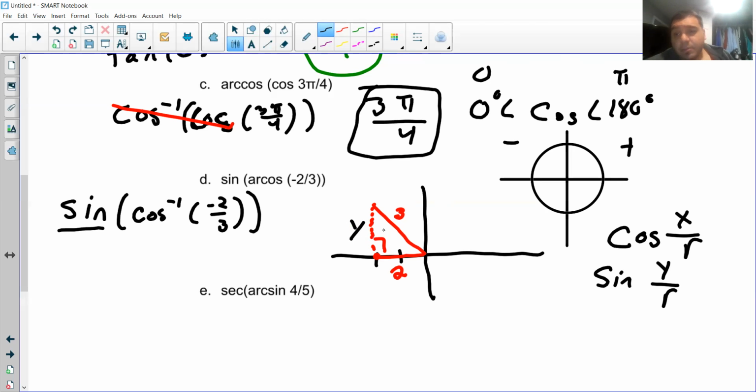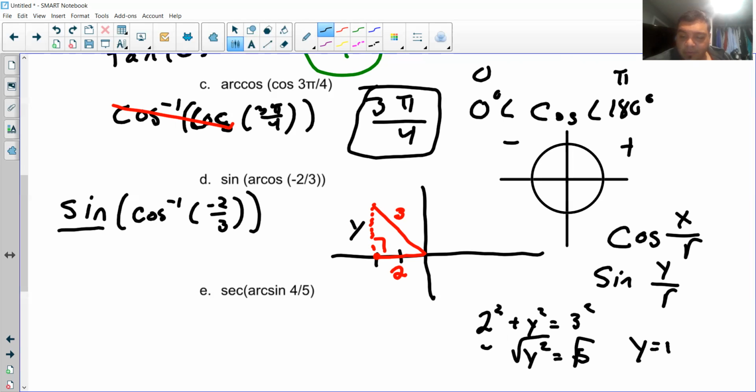I don't have the y value, but what I can do is a little bit of Pythagorean theorem. So I could do 2 squared plus y squared equals 3 squared. That's going to be 4, that's going to be 9. y squared equals 5, since 9 minus 4 is 5. Square root both sides: y equals the square root of 5. So when I ask, what is the sine of this angle? Which, by the way, is the same angle as the inverse cosine of negative 2 over 3.